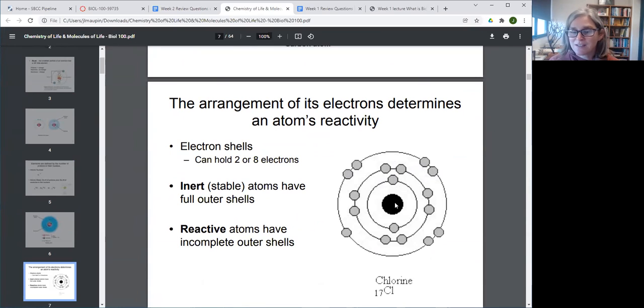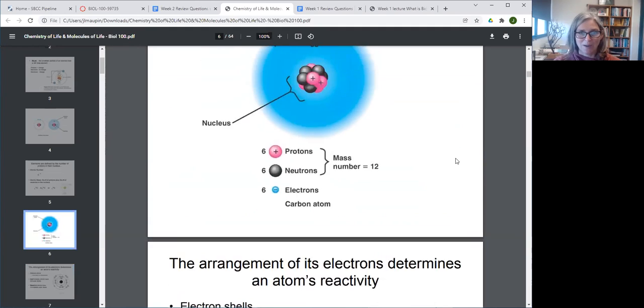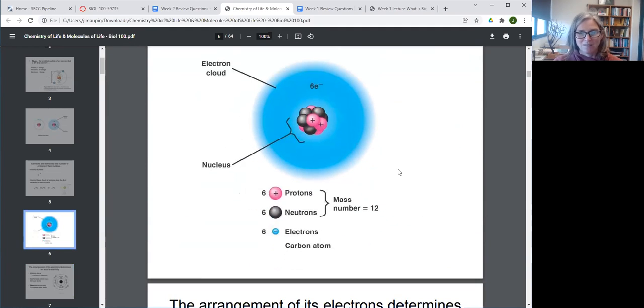And the protons have a positive charge. Let me go back up here. This is carbon. So the protons in here have a positive charge, and there are 6 of them, and that's what gives carbon its atomic number of 6. And that means that carbon, since it has 6 protons, also has 6 electrons, because electrons are negatively charged. The overall charge is neutral, so 6 protons, 6 electrons.